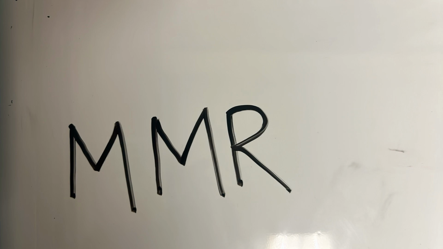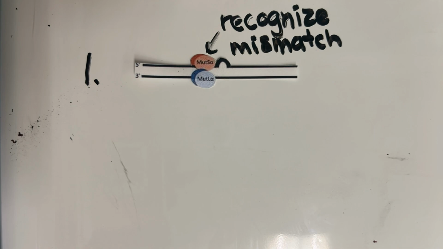First, MMR. Mismatch repair is the first DNA error correction process that may occur. This process occurs when a nucleotide is paired with the incorrect base pair. To ensure that the mismatch does not become permanent, mismatch repair occurs. The MutS protein is able to recognize a mismatch.